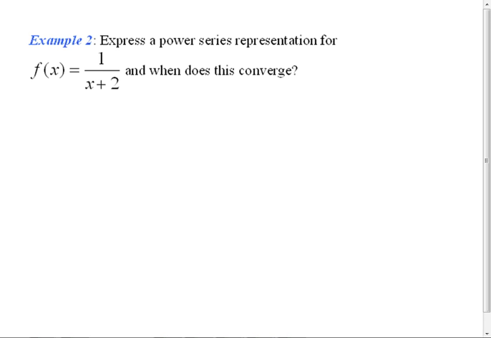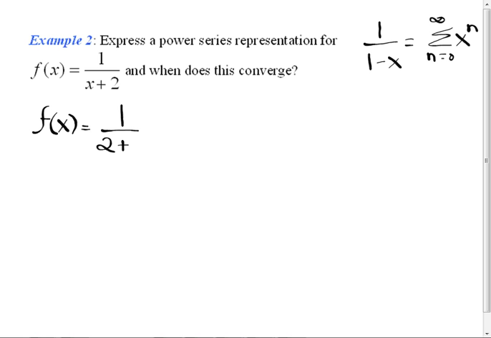Well, shall we try another one? Remember, all I know is this. That's all I know. I'm going to write it in summation form because I don't have any room. I've got to get this to look like that. This one's trickier. First off, I want the constant to be first. So this is 1 over 2 plus x, right?